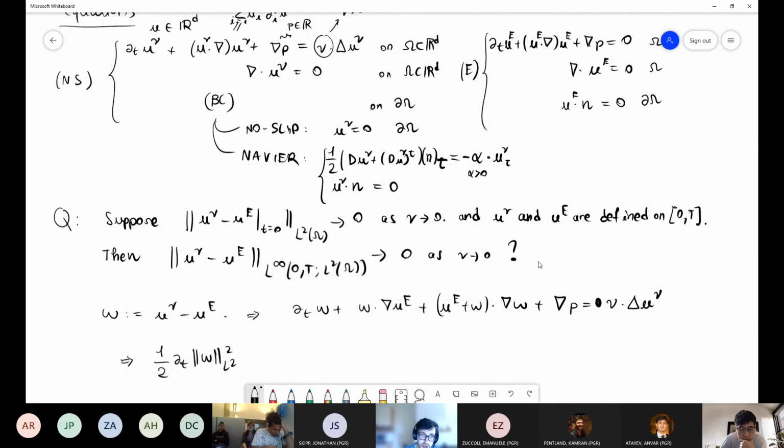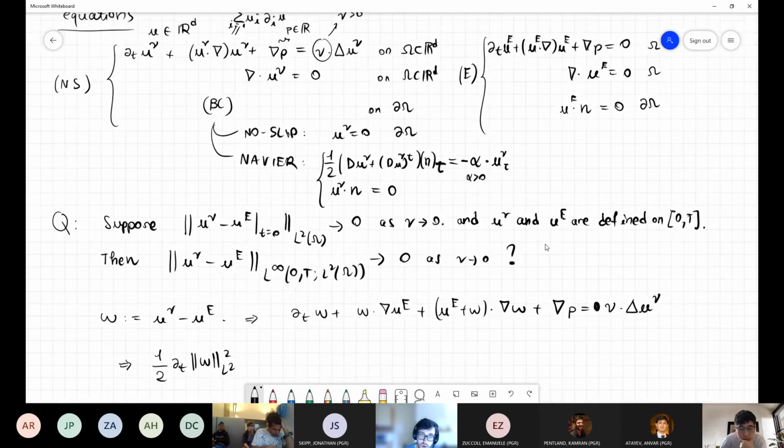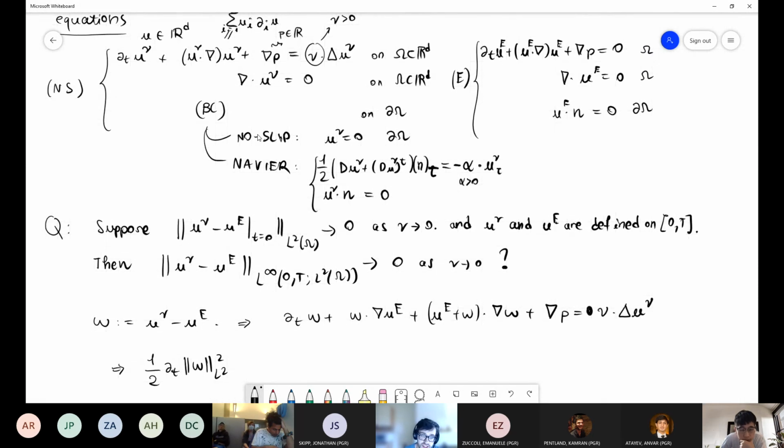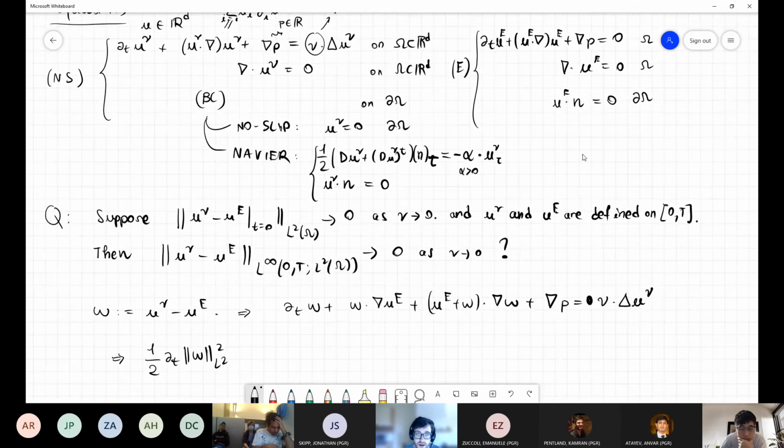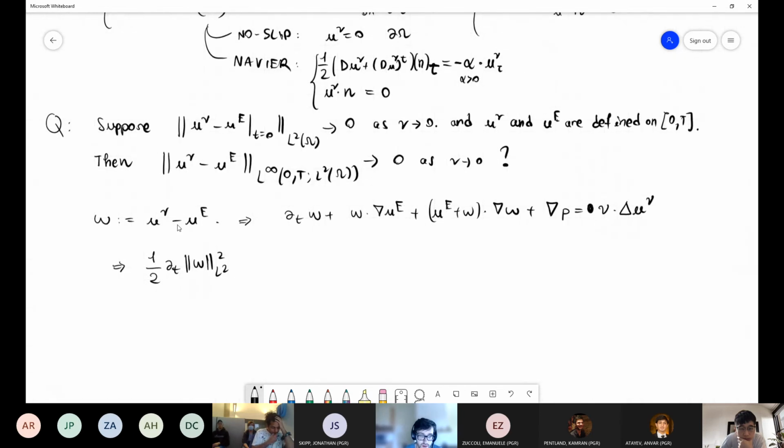Whereas if omega is a general domain, then we don't know that a strong solution exists on a time interval independent of the viscosity. So in that case, one would have to consider weak solutions. But for now, I will assume that the solutions are smooth, although this probably works also for weak solutions.